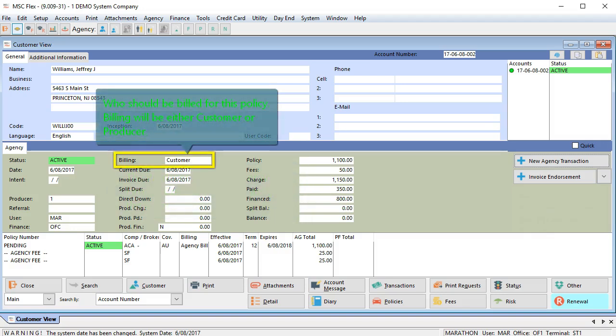Billing determines who should be billed for this policy. Billing will either be customer or producer. For most systems, this will always be customer unless you have the wholesaler billing system enabled.